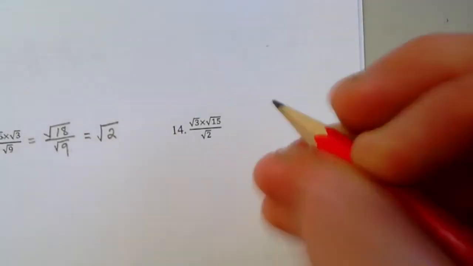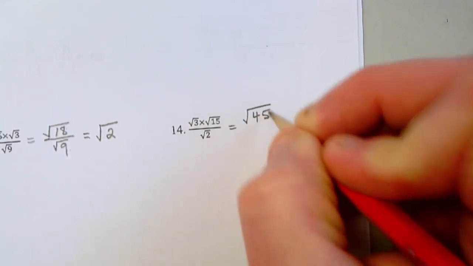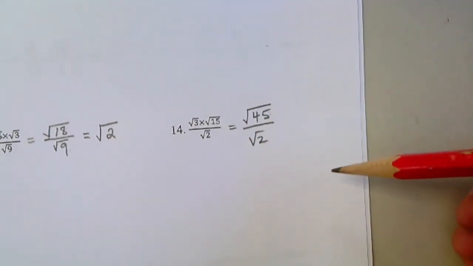Let's look at this. Let's do both of these. Square root of 45 over the square root of 2, okay? Now, folks, does 2 go into 45 evenly? And the answer is no. So what can I do here?